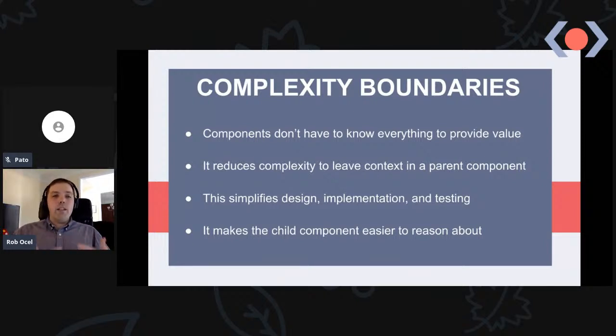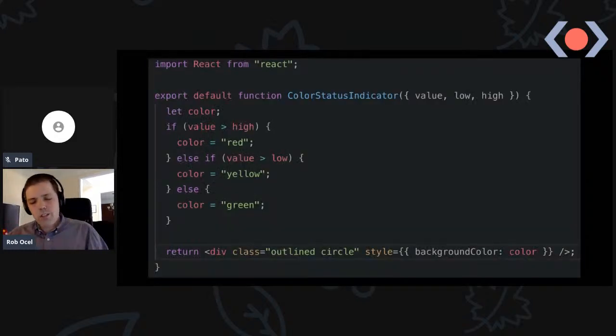And it's up to the parent to know the context of what that input box represents in the context of your application. The parent gives that context to the child. The child doesn't need it to operate. When you do this properly, it can really simplify the design, the implementation, and the testing of your applications. And it can really make the child components easier to reason about. So I really struggled to find a really good example of this. So I just sort of made one which can kind of illustrate the point.